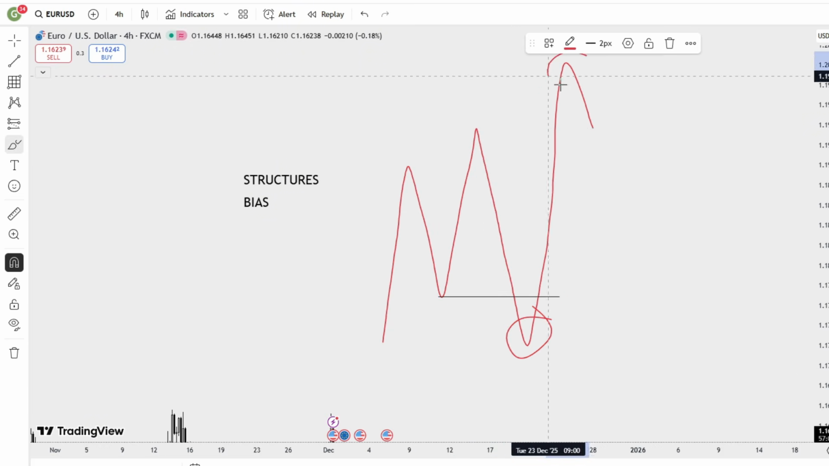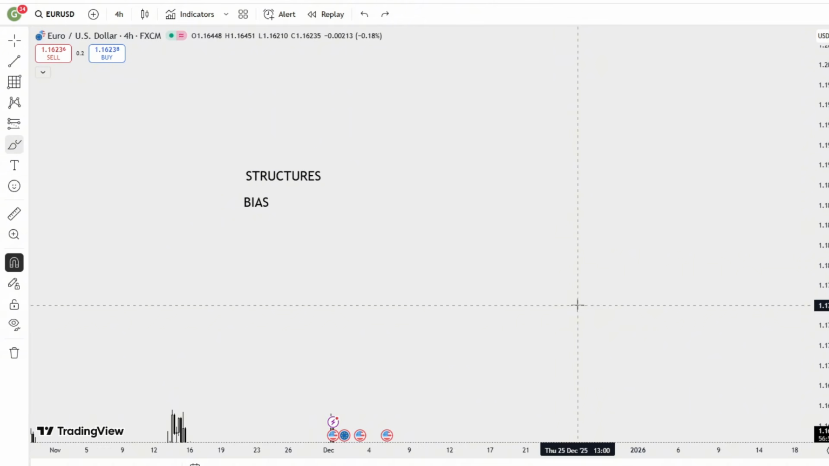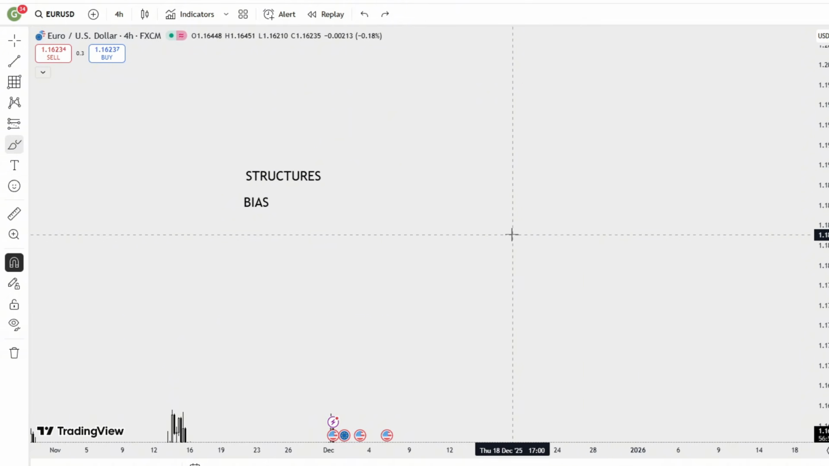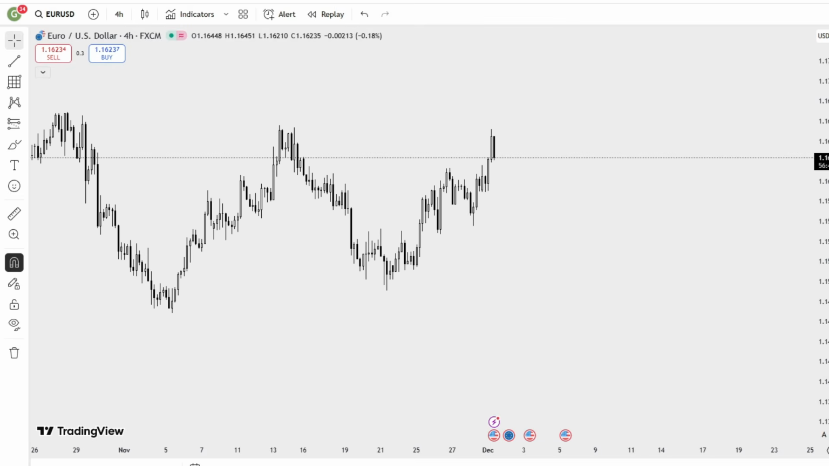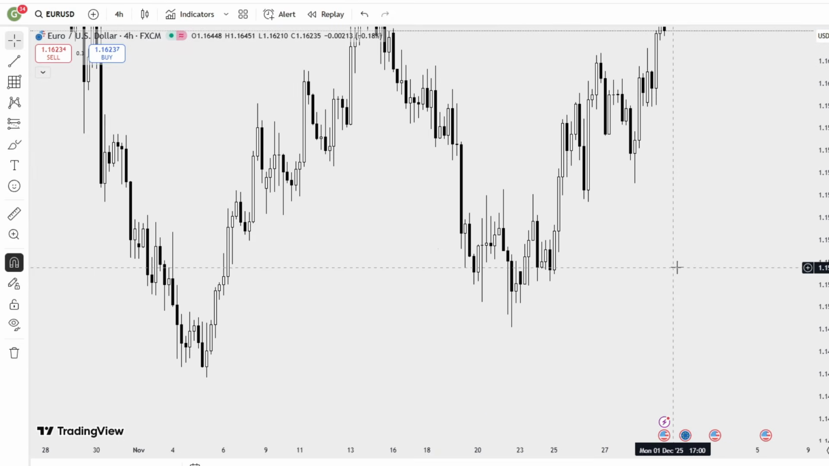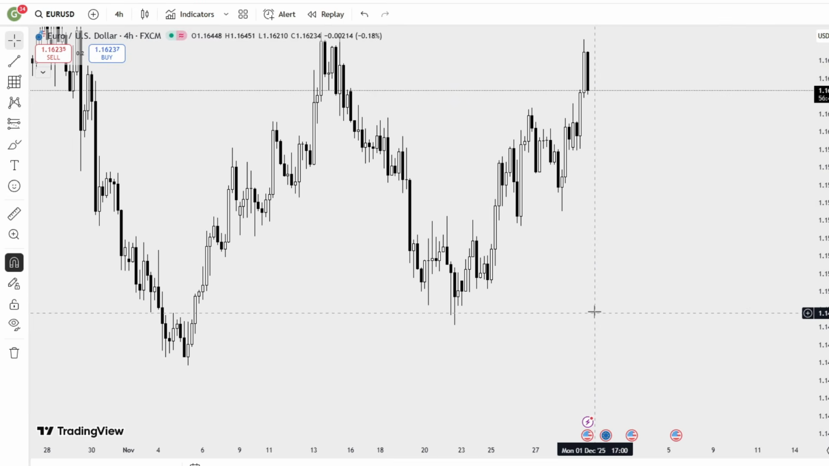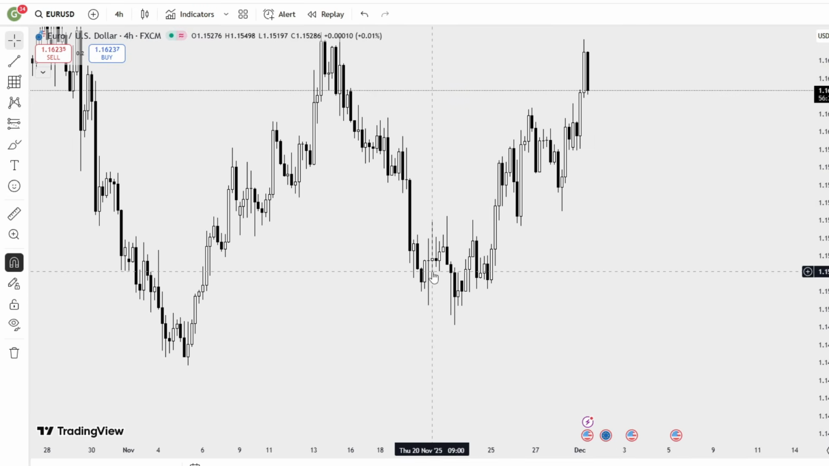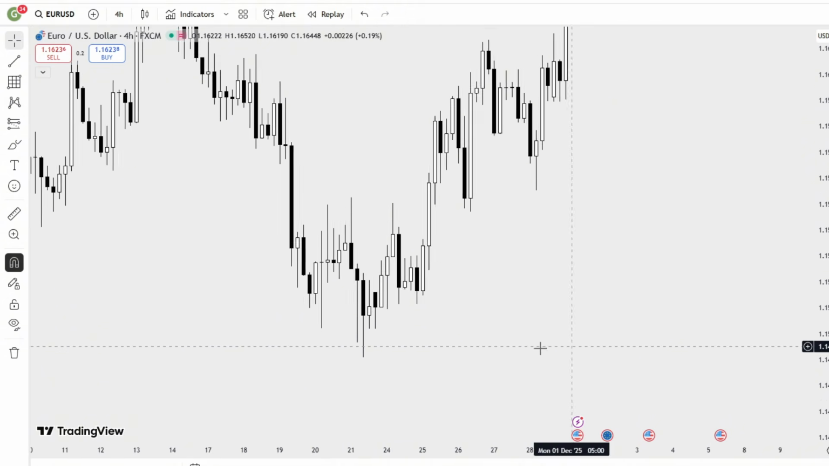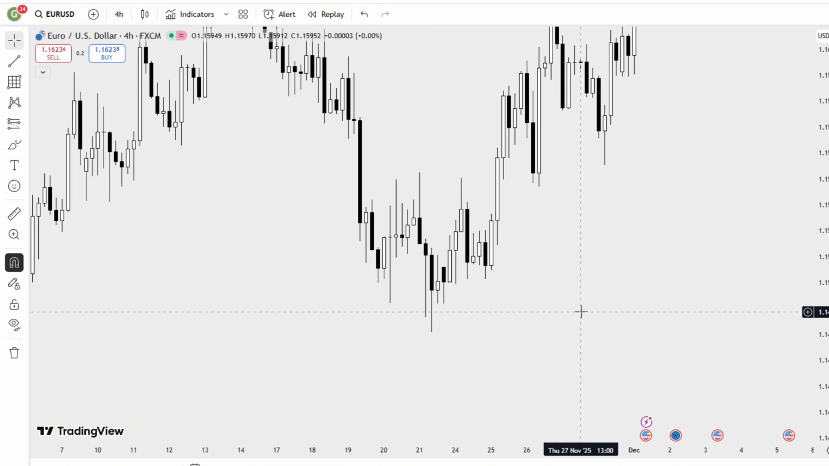And then external liquidity as well. And this is your correct structure. Okay, but how can we see this in candles, because in lines and drawings it's pretty easy, right? But let me show you guys right here. Right here you have a correct structure that I'm talking about.